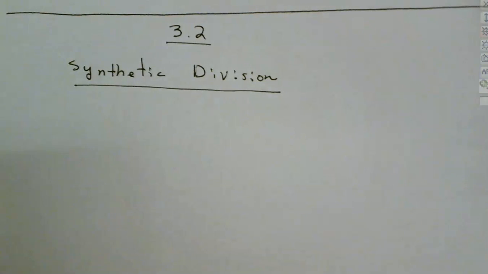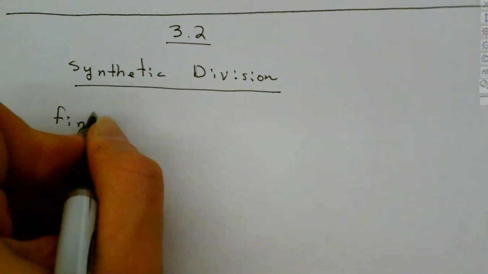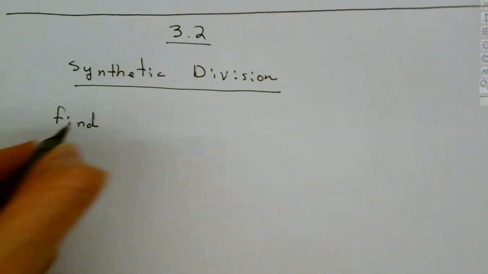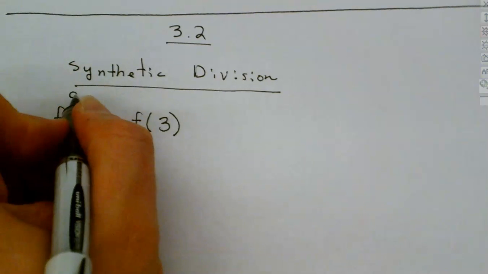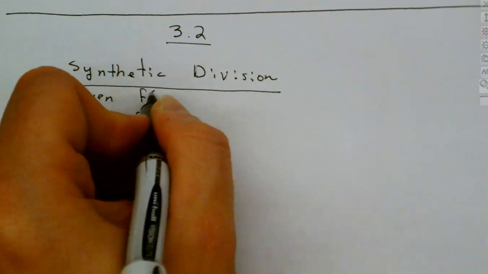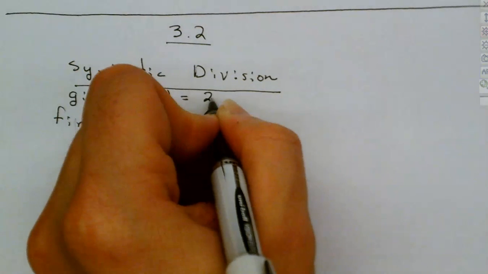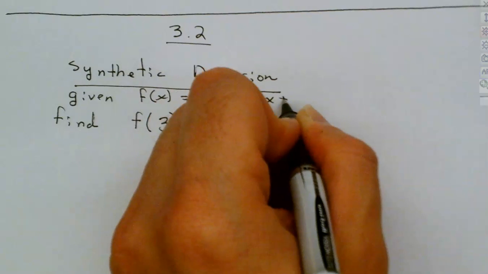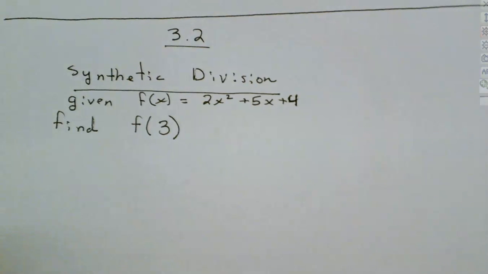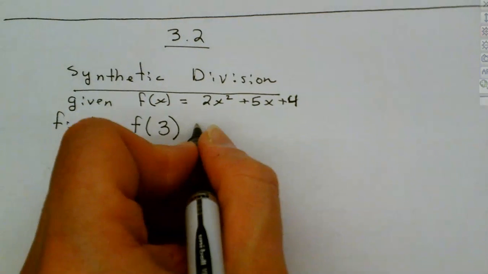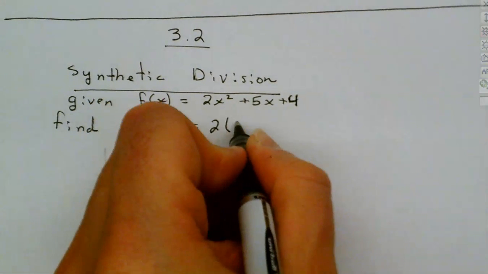So first off, I want you to find this. We're going to work this one out the way we normally would. So let's find f of 3, and you're going to be given f of x to be 2x squared plus 5x plus 4. You're going to be given that f of x, and I want you to find f of 3. How would you do this? And we've done this a lot, right? We want to find f of 3, so we rewrite it with the 3.